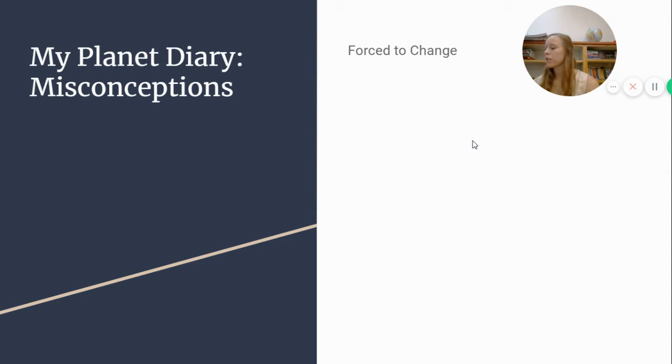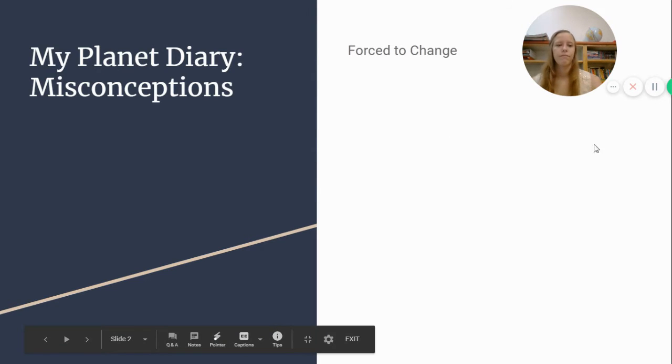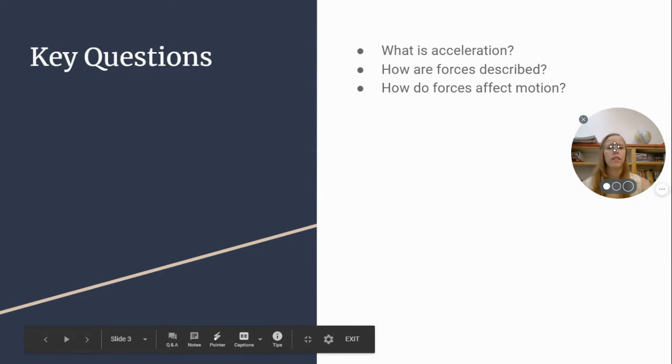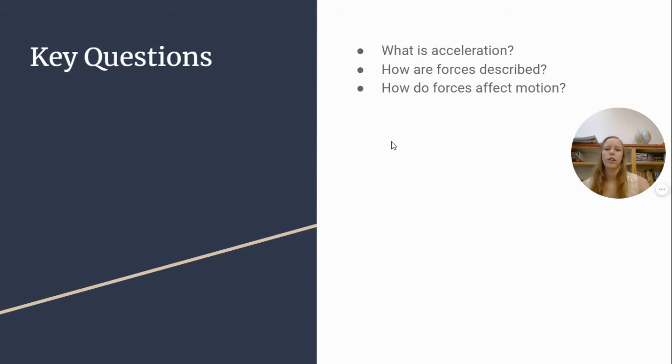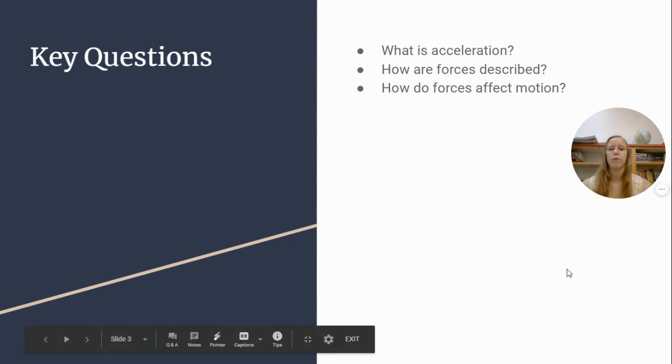Just as you applied a force to the ball to speed it up from rest, the ground applied a force to slow it down to a stop. If the ground didn't apply a force to the ball, it would keep rolling forever without slowing down or stopping. So what are our key questions for this lesson? What is acceleration? How are forces described? And how do forces affect motion?